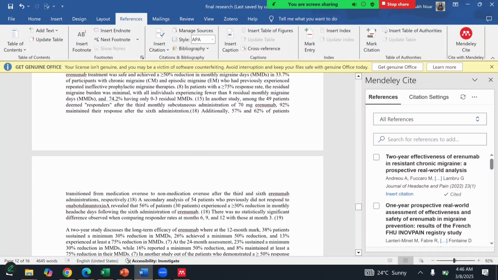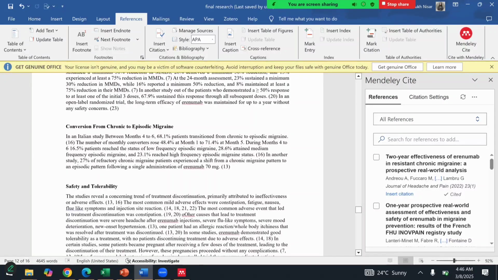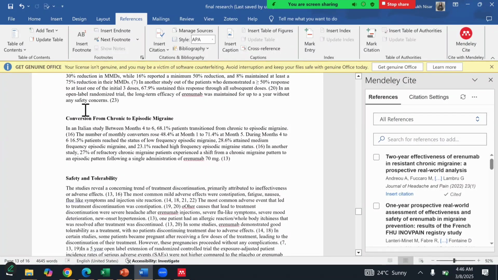And then when you have written your one section, for example, your conversion from chronic to episodic migraine. So in an Italian study, this number of patients transition from chronic to episodic migraine. You took this line, paraphrased it on Quillbot, pasted it here, and then put the reference of that article. And then in another study, you copied the results, paraphrased them on Quillbot, and then cited the article to Mendeley.